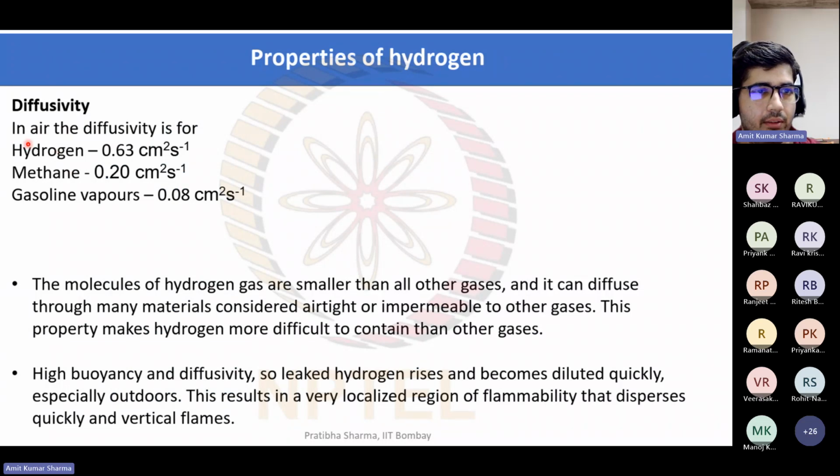Diffusivity is very high. In air it is 0.63 centimeter square per second, methane is only 0.20 centimeter square per second, and gasoline is only 0.08. The molecule is very small compared to other gases, and it can diffuse through many metals considered airtight or impermeable to other gases. This property makes hydrogen more difficult to contain than other gases. High buoyancy and diffusivity mean leaked hydrogen rises and becomes diluted very quickly, so it's a benefit.